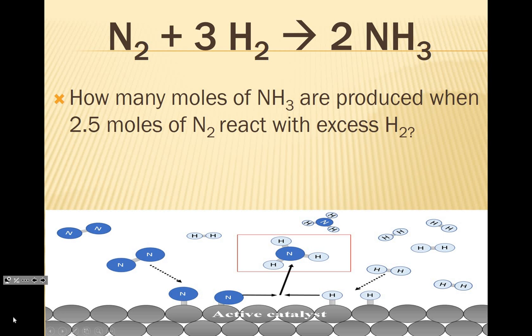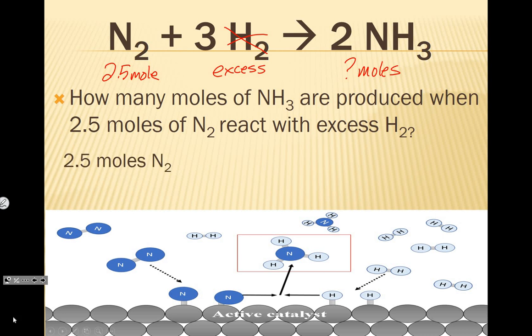How many moles of NH3? Now we're crossing the arrow. So over here, how many moles of NH3 are produced when, now we're not using whole numbers, 2.5 moles of N2 are used, and excess hydrogen. So I have excess, I don't need to worry about hydrogen, in other words. I don't even think about it. So I'm going to use the numbers in front. Start with what I started with.